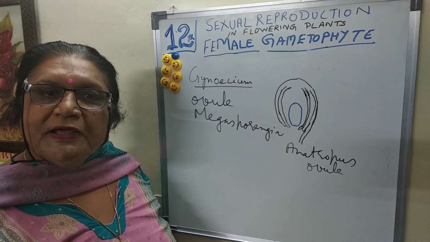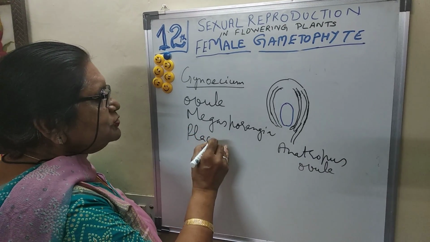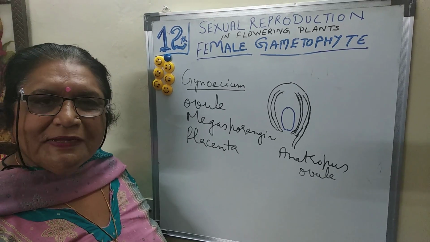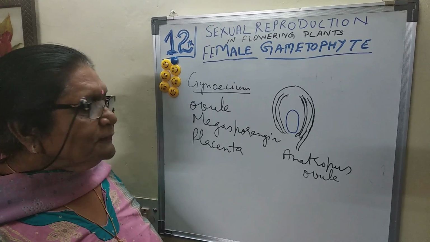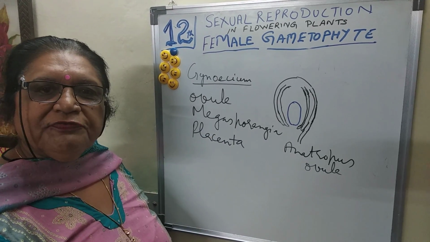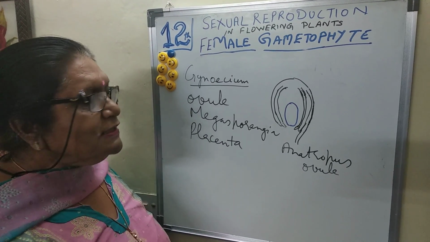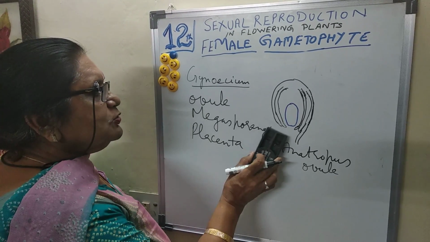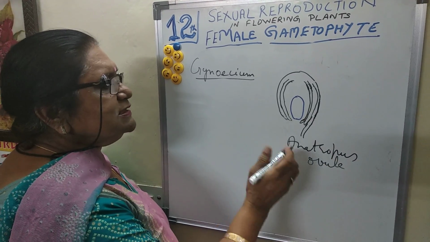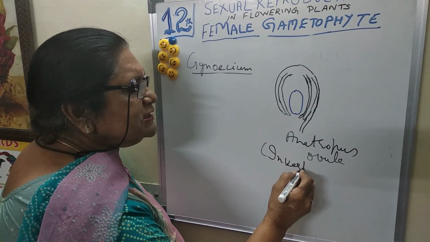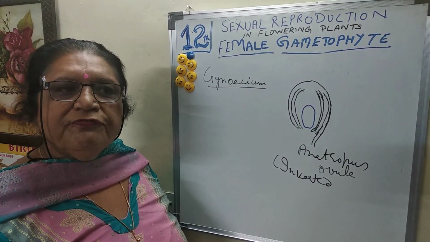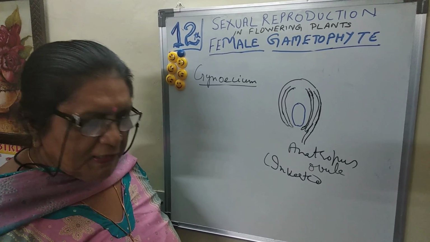The ovules are arranged on a cushion-shaped structure called placenta, and the arrangement of ovules is called placentation. We have discussed this in 11th. Now, what is the structure which gives rise to the female gametophyte? In your syllabus the ovule is anatropous, meaning inverted ovule. For MCQ you can learn many types, but for the syllabus, the inverted ovule gives rise to the female gametophyte.